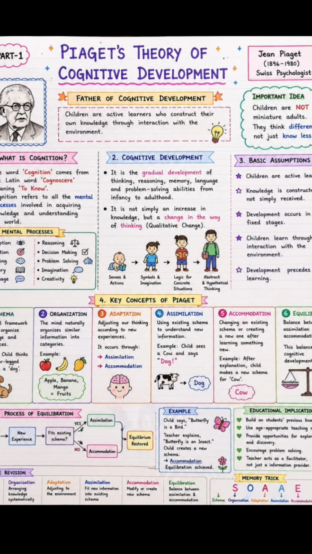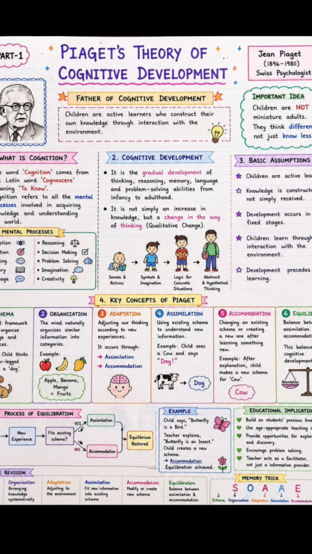Now that we understand cognition, let's move to the next concept, that is cognitive development. Cognitive development refers to the gradual and systematic development of thinking, reasoning, memory, language, and problem solving abilities from infancy to adulthood. Notice one important word here, development. Development does not simply mean gaining more knowledge. Many students think that cognitive development means increasing information. This is only partially correct.